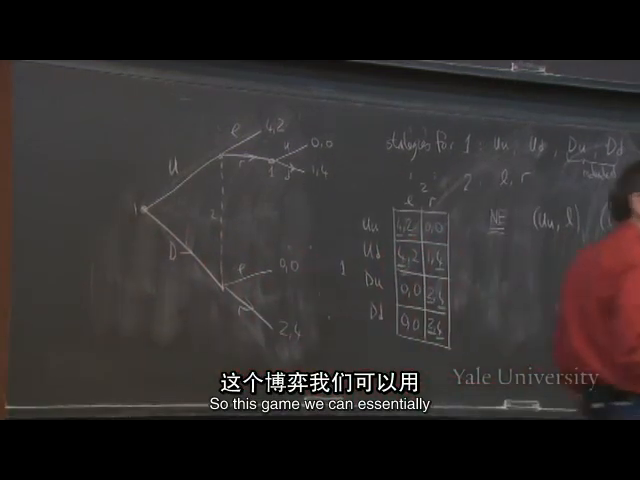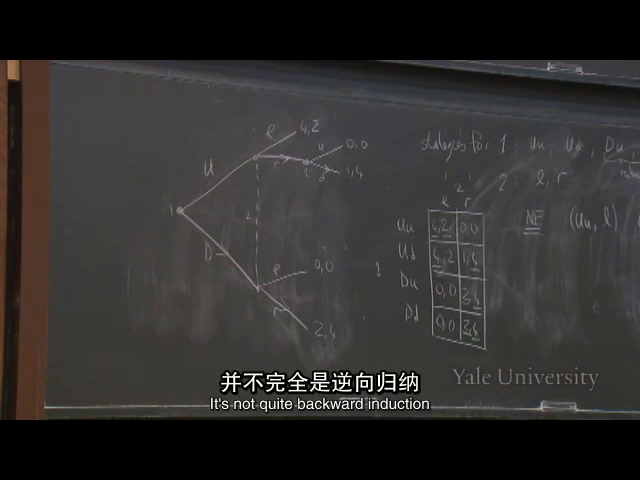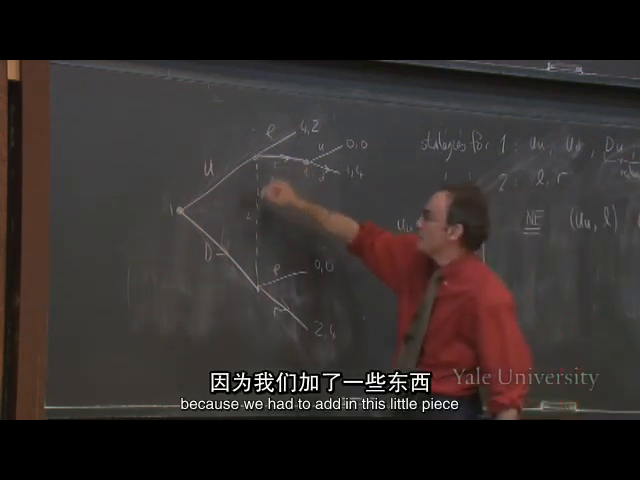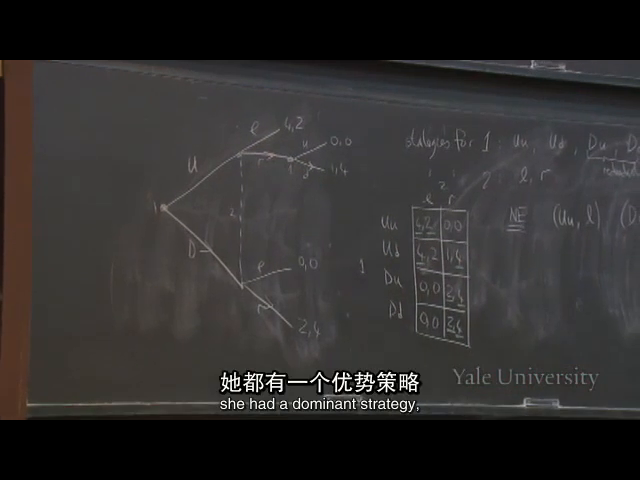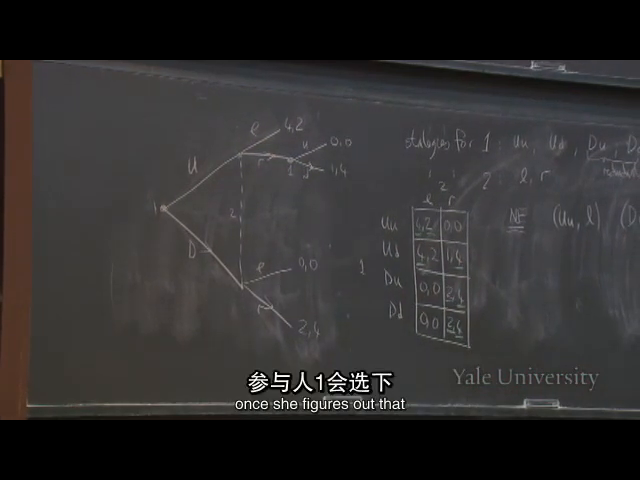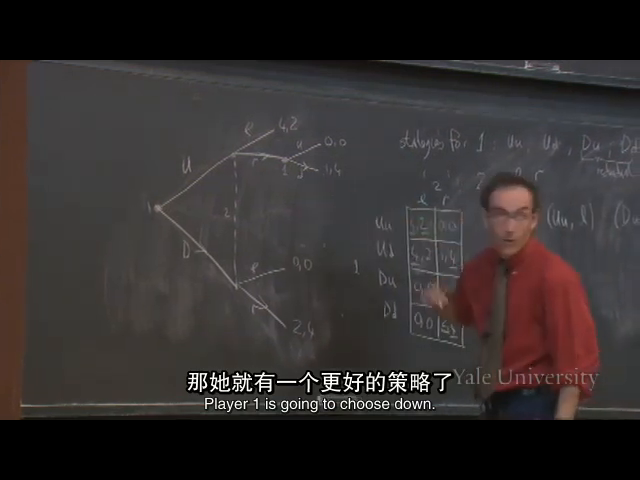So this game we can essentially analyze through backward induction. It's not quite backward induction because we had to add in this little piece about 2 not knowing where she was, but it turned out no matter where she was, she had a dominant strategy. She had a better strategy once she figures out that player 1 is going to choose down.